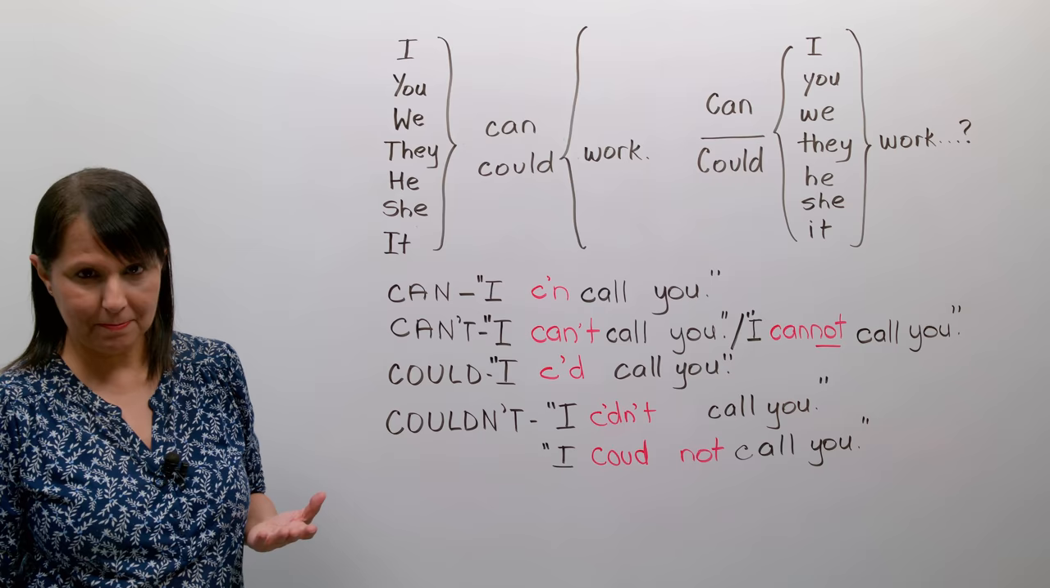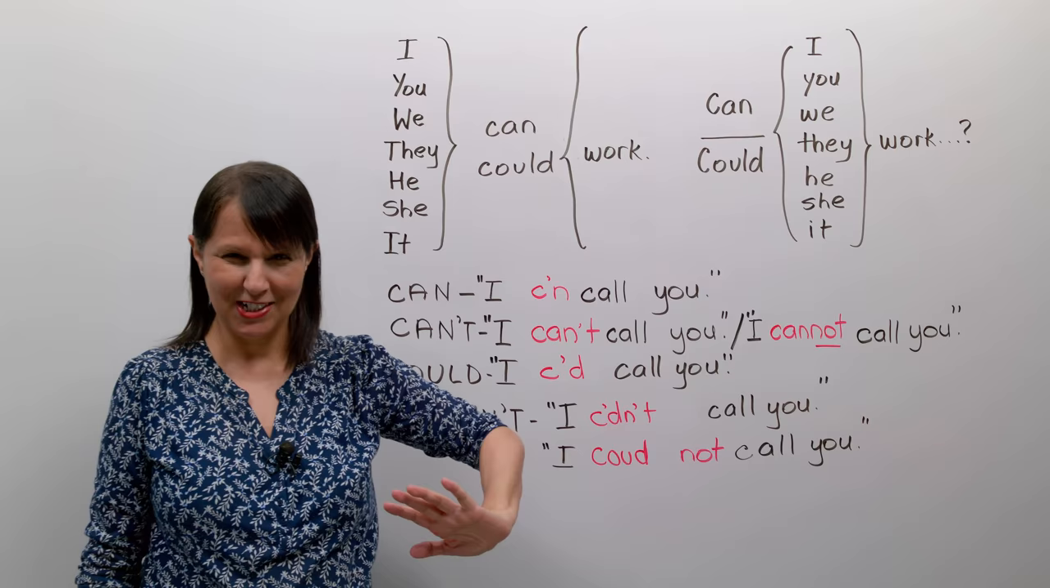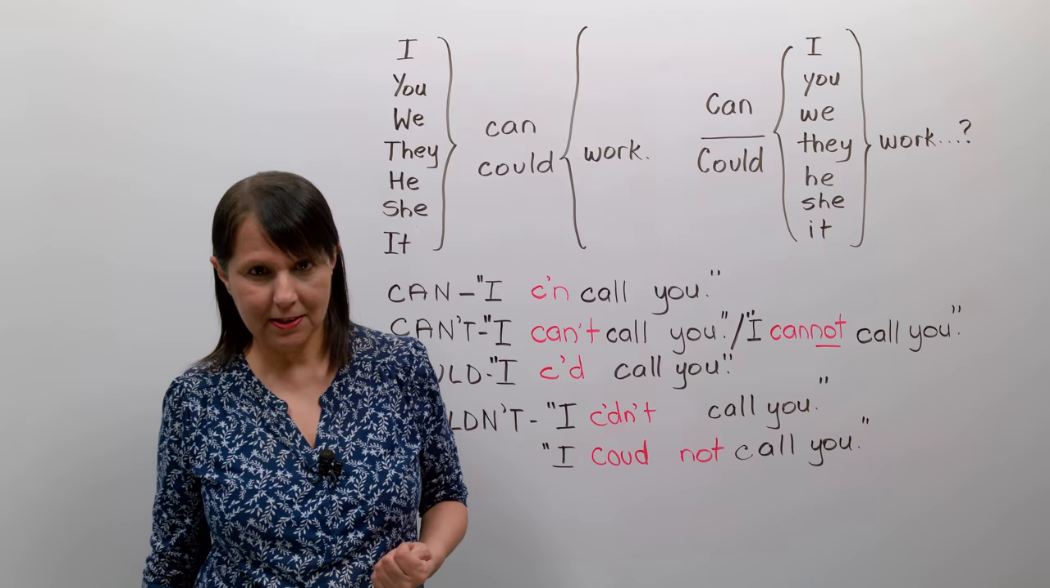Or if it's a question, the same thing. The main point is don't change the verb, okay? The verb doesn't have to change when we're using modal verbs. So we could ask, can you work on Tuesday? Could you work till 5 o'clock? Like that, okay? So that's the basic way that we use these verbs.